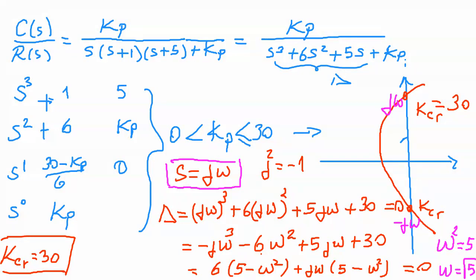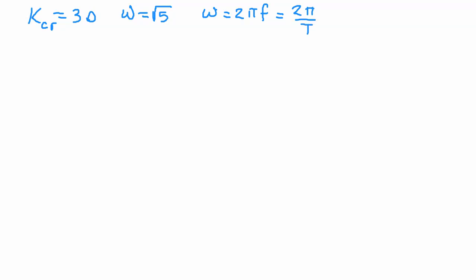Now I'm cleaning this page and write here that KCR is 30, omega is equal to square root of 5, omega equals 2 pi f, or 2 pi over T. From this point, T is equal to 2 pi over omega.